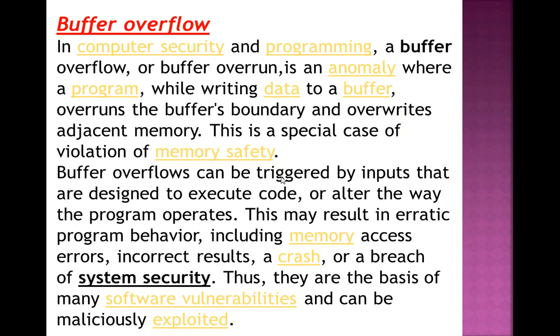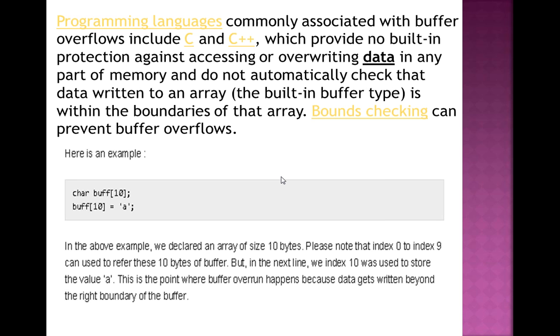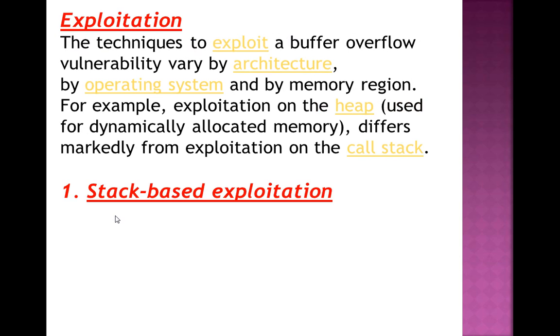Then we also discussed what is buffer overflow. Whenever we access an array element beyond its range, that is known as buffer overflow. These buffer overflows are mostly found in C and C++. This is the example: the size is 10, that is from 0 to 9, and we are storing the character A at buffer index 10. That is illegal, that is not correct. So this is an error.